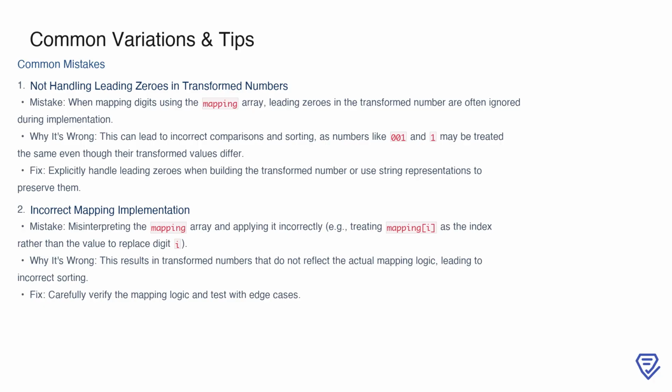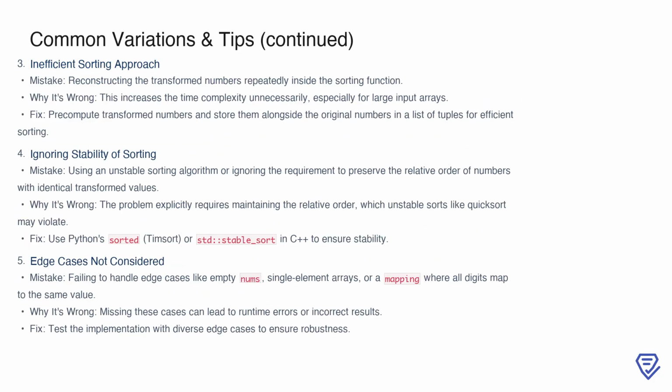Another common issue is implementing the mapping incorrectly. For instance, some mistakenly treat mapping[i] as an index instead of the value to replace the digit i. This leads to transformed numbers that don't align with the problem's requirements, and consequently, the sorting will be incorrect. To address this, it's crucial to carefully verify the mapping logic and test your solution with a variety of edge cases to ensure correctness. Now, let's discuss additional pitfalls.